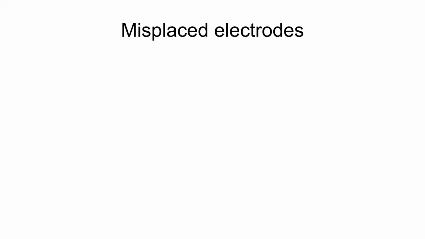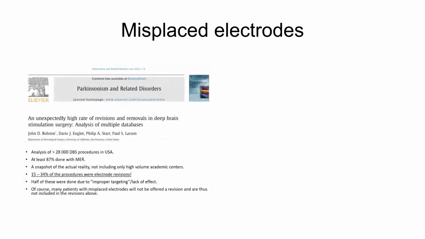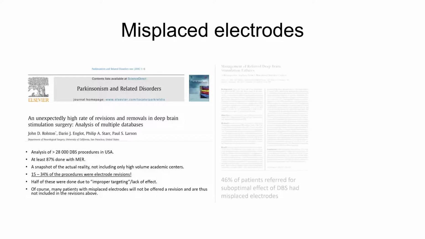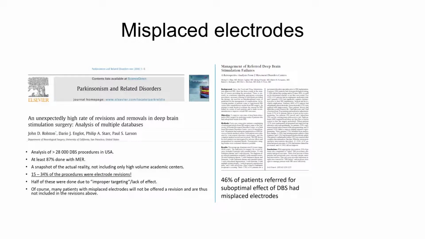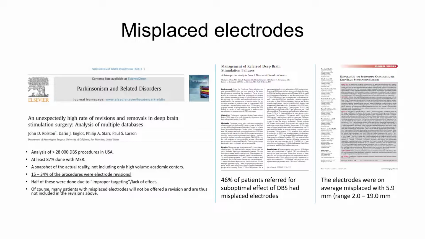Suboptimally placed electrodes is a common problem with DBS. In this study of 28,000 patients in the USA, 15 to 34% of all DBS procedures were actually electrode revisions, most often due to misplaced electrodes and lack of effect. And the group of Auken reported that 36% of patients referred for suboptimal effect of DBS had misplaced electrodes, and these electrodes were often misplaced by 5 to 10 millimeters.